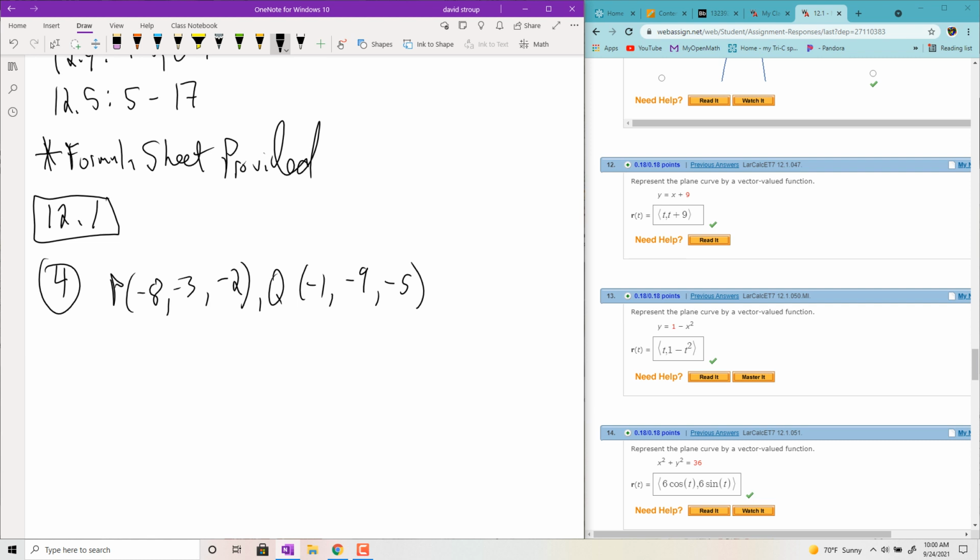Okay, so without further ado, let's go ahead and take a look. We want to find a vector valued function that represents this line segment, and we also want to give the parametric equations. So the vector valued function r of t, basically you need a slope. And you get the slope by just taking the difference of these components. So -1 minus -8 is 7. -9 minus -3 is -6. -5 minus -2 is negative.